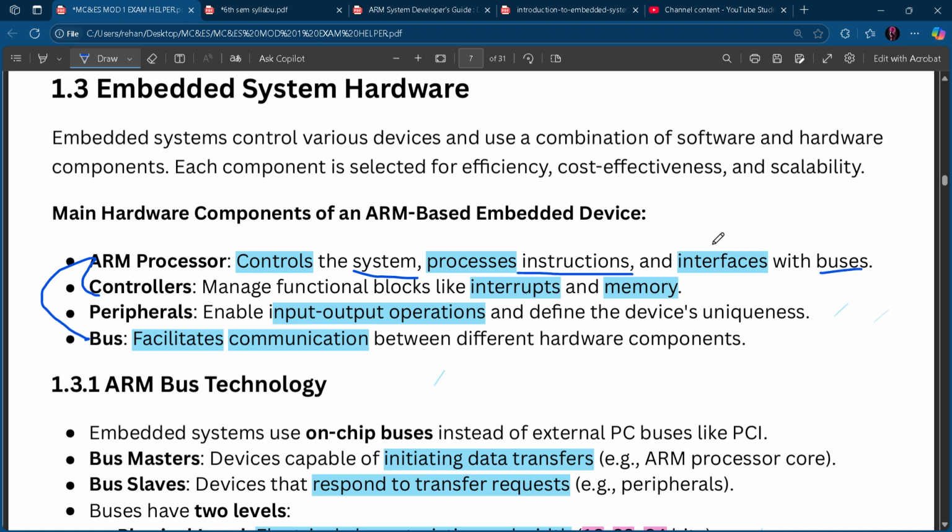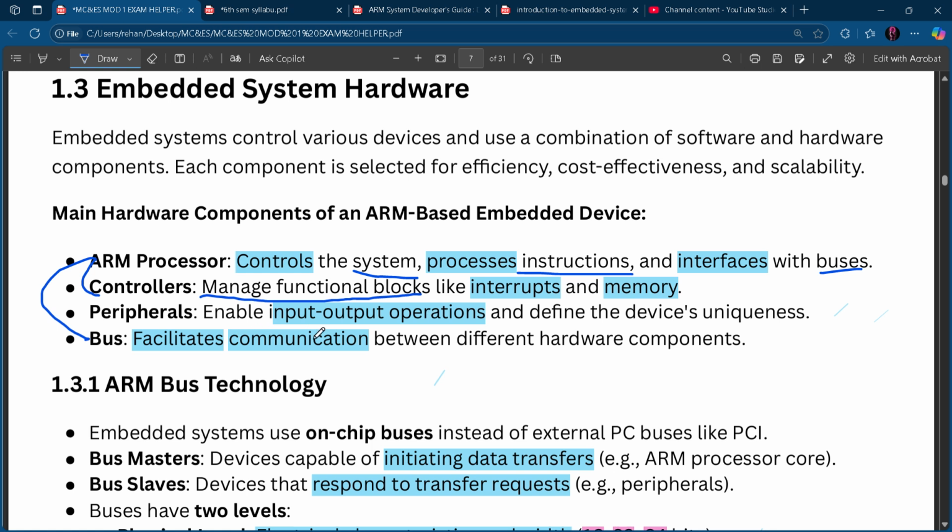You have to know a few things about these ARM processors. What are the controllers for? It is also a component. What does the controller component do? It manages functional blocks like interrupt and memory. Interrupt and memory are the functional blocks. You have to remember this, and underline manage as well. So functional blocks are being managed by the controller, and those are nothing but interrupts and memory.